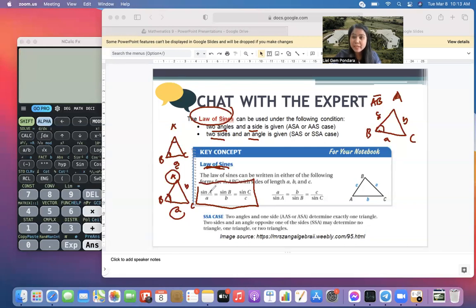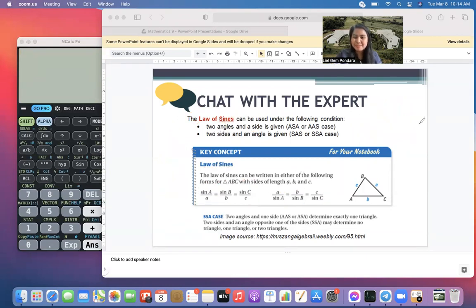Sine A, that's angle A, over side A is equal to sine angle B over side B, and it's equal to sine angle C over side C. Or you can have the sides in the numerators first. You'll check the pattern: sides A, B, C in the numerator, and in the denominator, we have sine of angles A, B, and C. You don't need to have the three. You can just have a pair. Now let us have the first exercise.